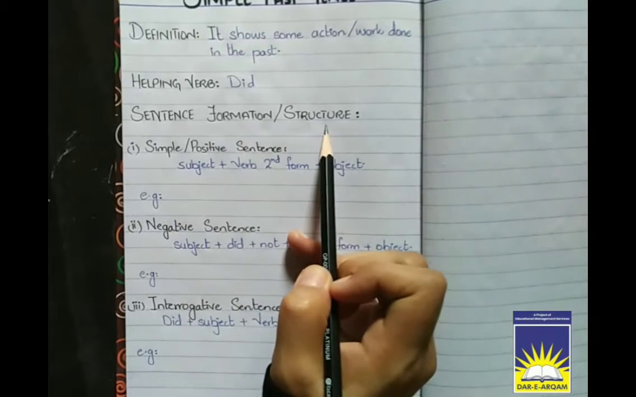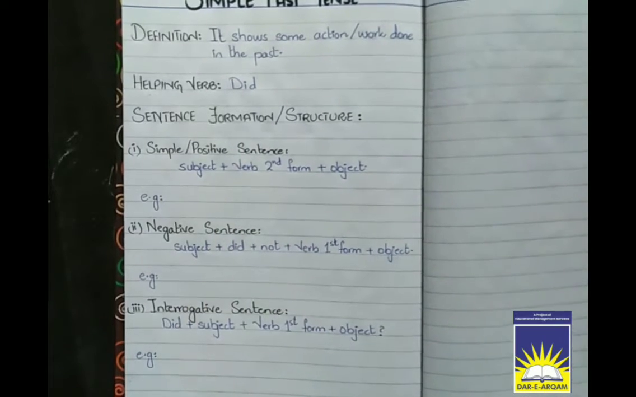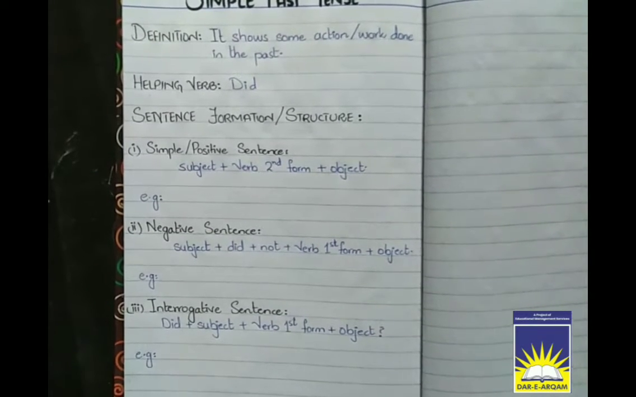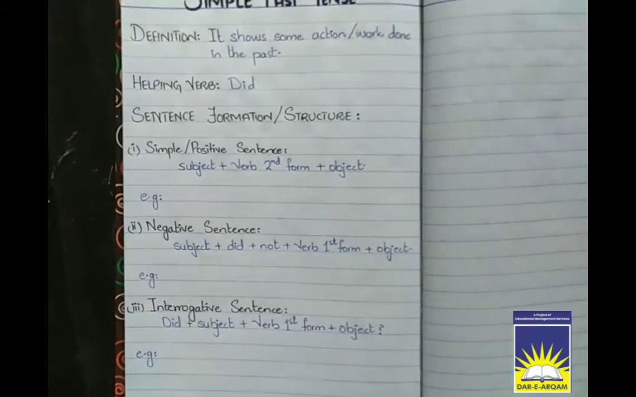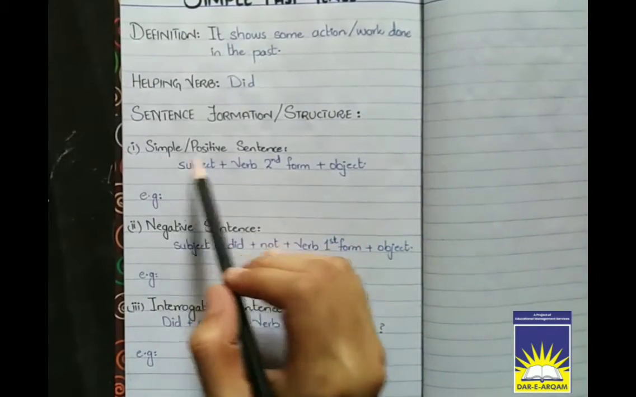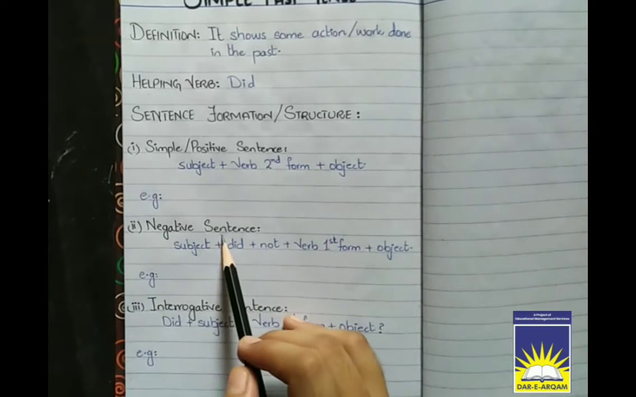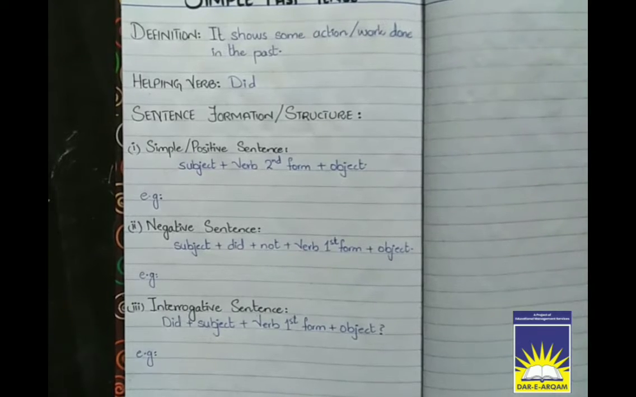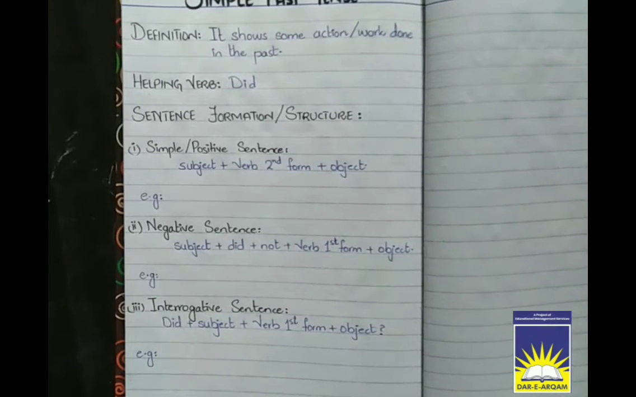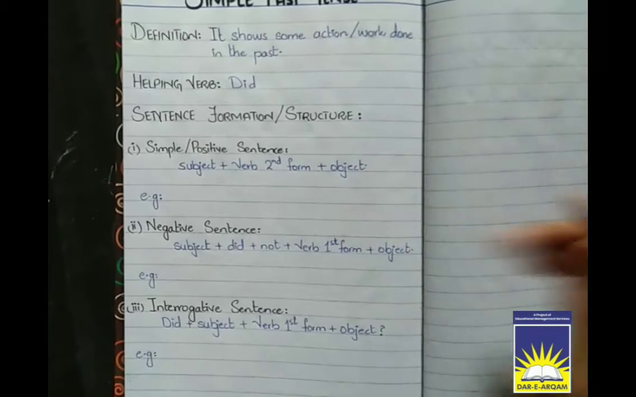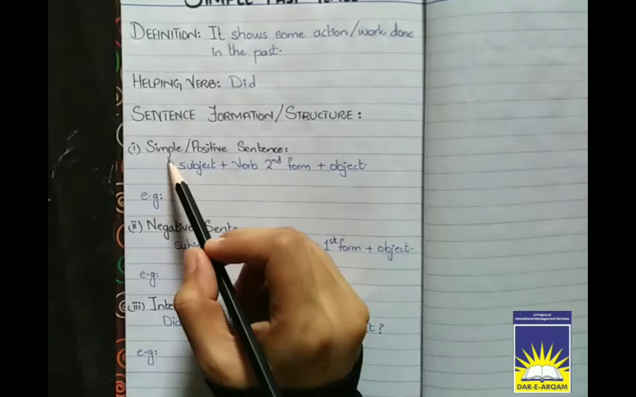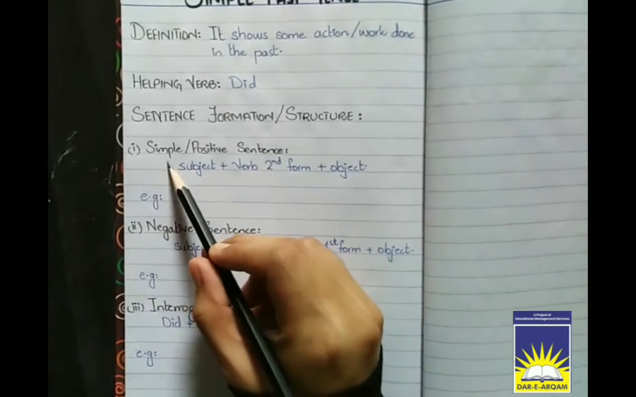Sentence formation or structure. It means we have to look at the formation of sentences, that when we are going to form different types of sentences, which formation or which structure we have to follow. We have three kinds of sentences here: simple or positive sentences, negative sentences, and interrogative sentences. Now they have different formations, so we have to look at what the different structures of these sentences are. Let's take number one, simple or positive sentence.